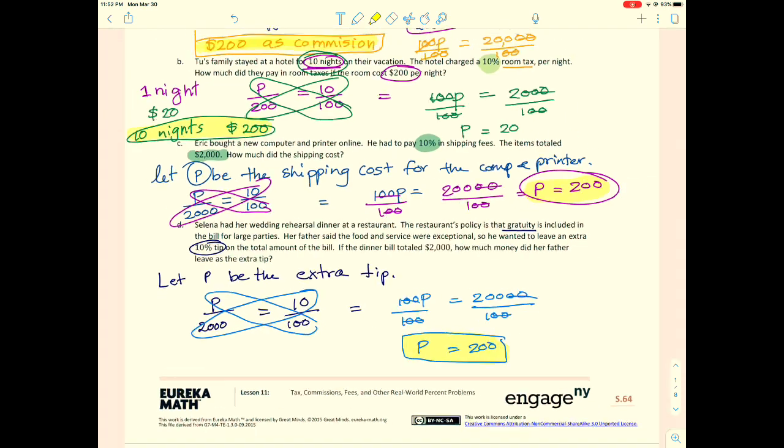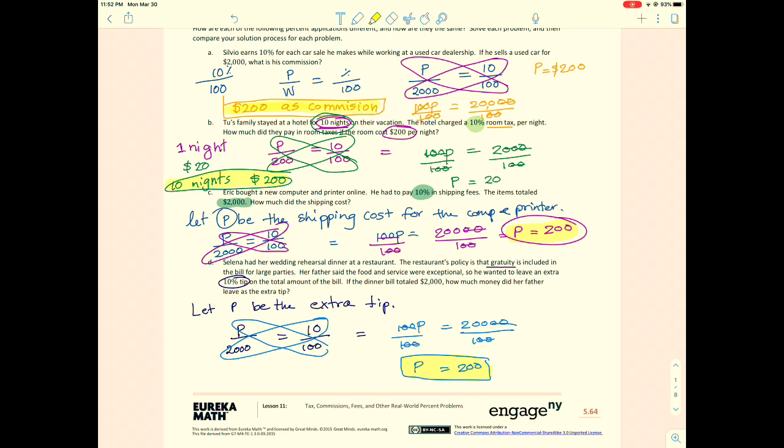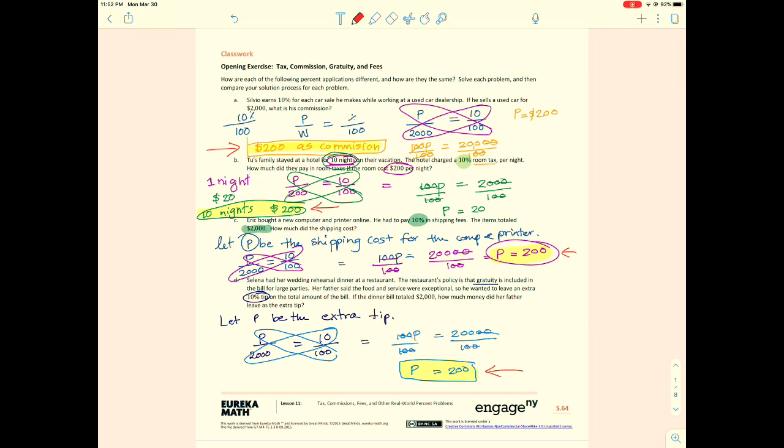So these are the four we got. We all have $200 as a commission, $200 for 10 nights, $200 for shipping, and $200 as the extra tip. So what do you see as different or the same in these amounts? We will discuss this during class.